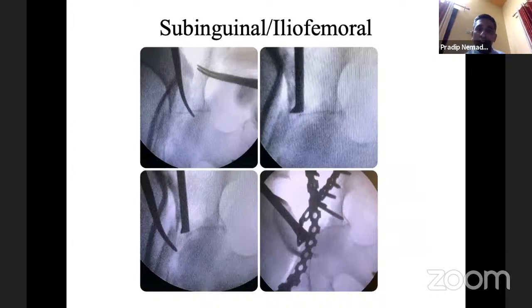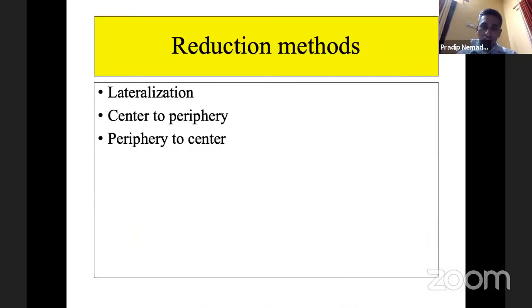Or if you are using lateral approaches such as an iliofemoral approach or a subinguinal approach, then you can use punch kind of devices which can go below the fracture and reduce it down. If required, you can even create a small window there to push that fragment down and then you fix it.